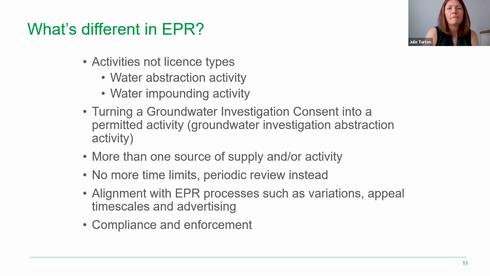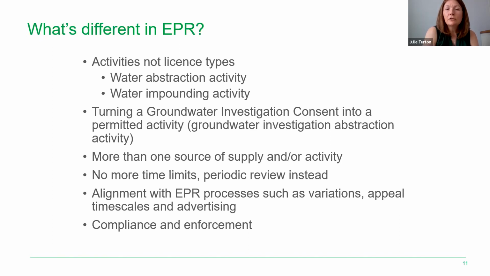And these are just some of the key things that will change and that's different as we move into environmental permitting. So at the moment, we have license types. We can have one of 3 abstraction licenses, a full, a transfer, or a temporary license, and we also have impounding licenses. As we move into the EPR, we will have activities. So there will be a water abstraction activity and a water impounding activity. We also propose to change the current groundwater investigation consent into a permitted activity, and this will be known as a groundwater investigation abstraction activity.